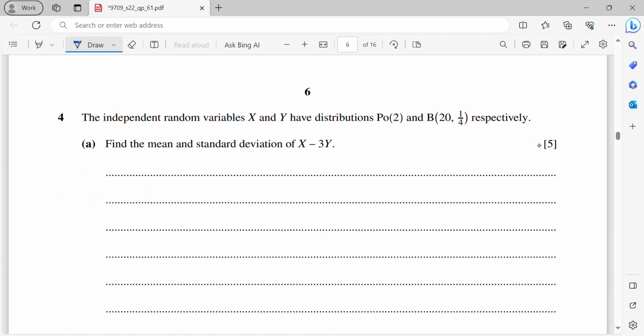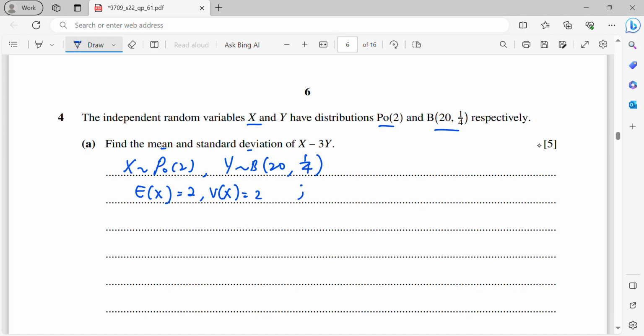Now for question number 4, the independent random variables X and Y have distribution Poisson 2 and binomial 20 and 1 over 4 respectively. So now X is Poisson 2, where 2 means the mean and variance. Then Y is binomially distributed, n is 20, then p is 1 over 4. Now, find the mean and standard deviation for X minus 3Y. So, E(X) is 2. Variance of X is 2 as well.